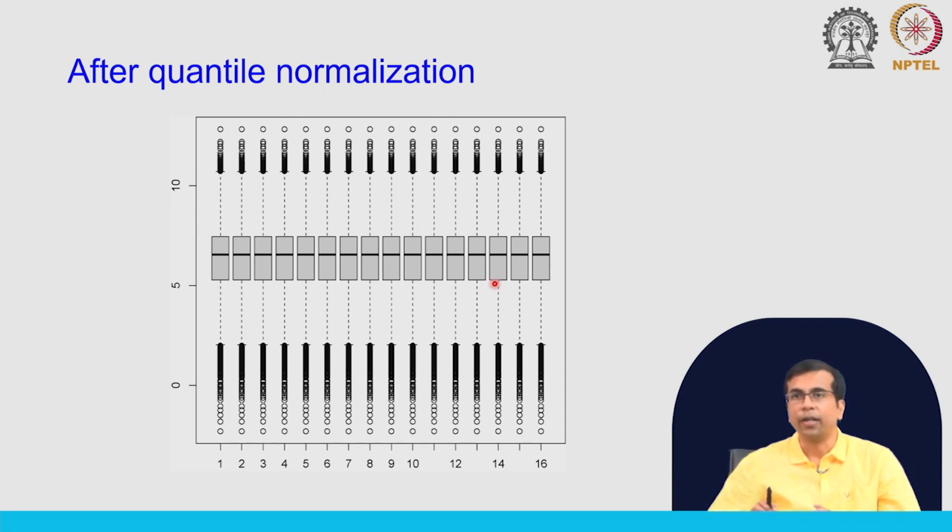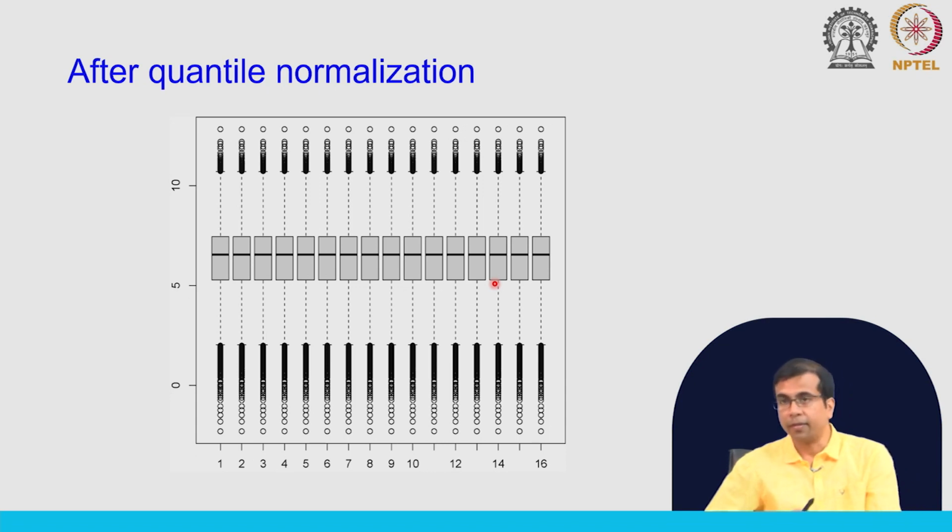Okay. So, they become identical because that is the idea of quantile normalization, right. We want to generate identical distributions for all samples, right. So, here you have 16 samples and for each of them you are getting these identical distributions. Okay. The genes may show difference in expression, but the distributions are identical.